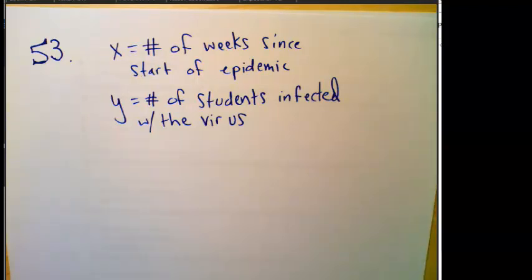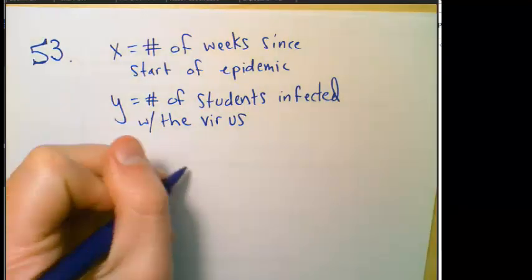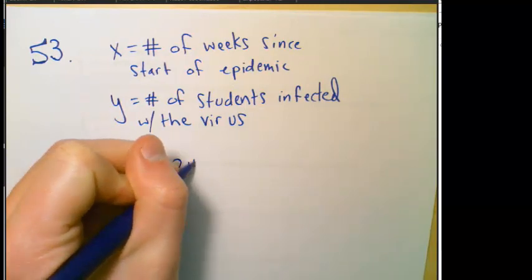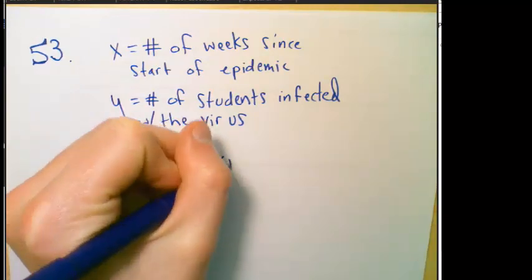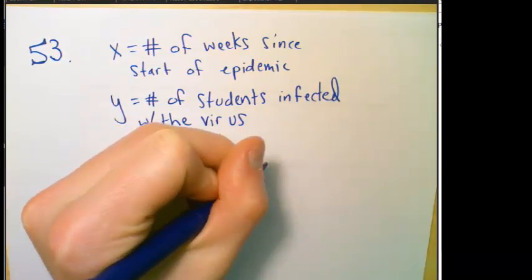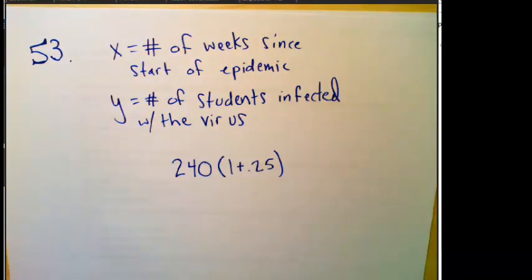So now let's see if we can get an equation written from this. So we know that the starting value is 240 students. So that's like our A value. We also know that the nurse is telling us that the number of students with the virus is increasing by 25% every week. So we have exponential growth. So that would be 1 plus 0.25.